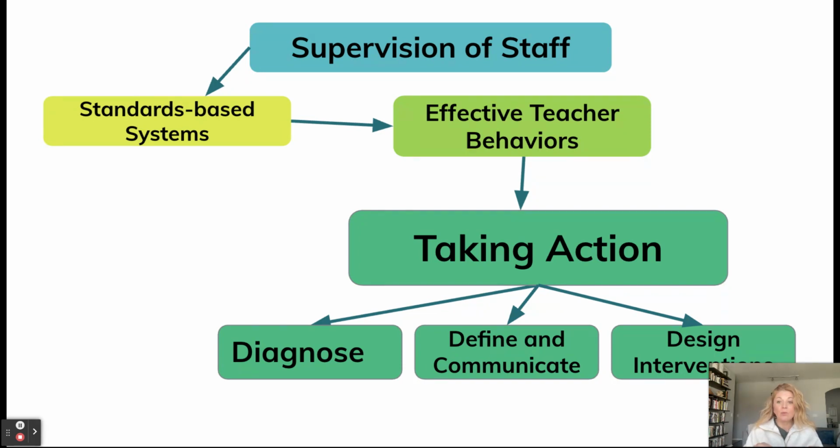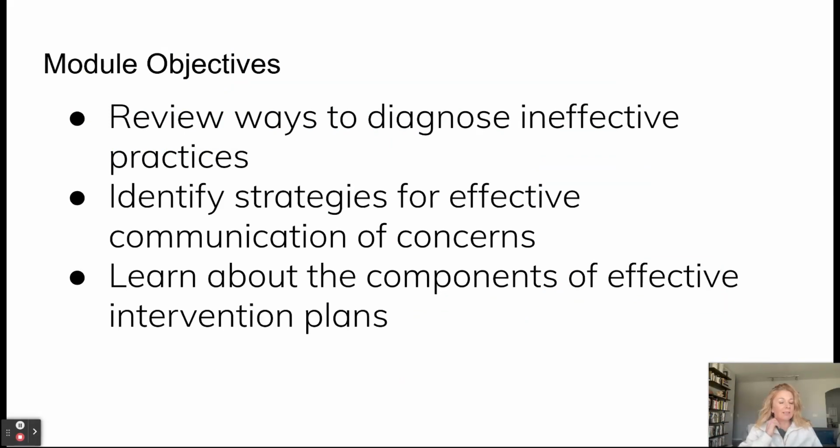We're only going to spend 1 week on ineffective teaching. I really want to emphasize that all of the knowledge and skills that we've been developing and using to support evaluation itself are the same. That's the same set of knowledge and skills that we're going to be using when addressing ineffective teaching practices.